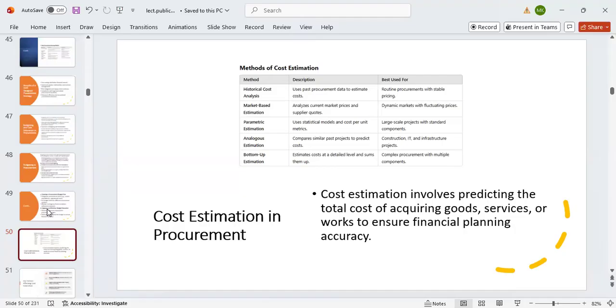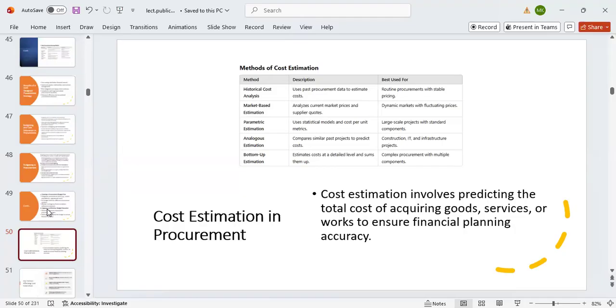Then there is what we call parametric estimation. You use statistical models and cost per unit metrics. If it's the construction industry, we can say you are building a story building, or maybe you are laying tiles in a 4-story building, you get the measurement, length times breadth. The total number of tiles you use, you can multiply times 5 if it's a 5-story building. Then you get a total. When you are doing that, you call it parametric estimating.